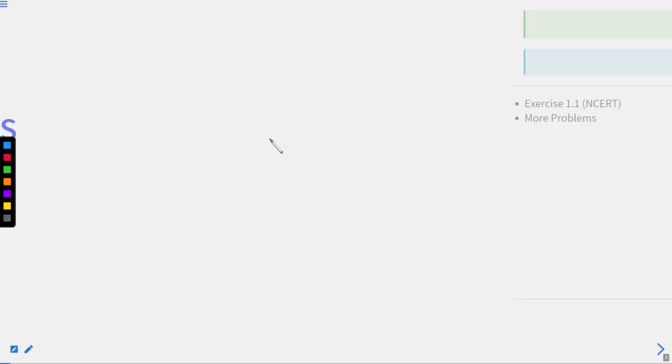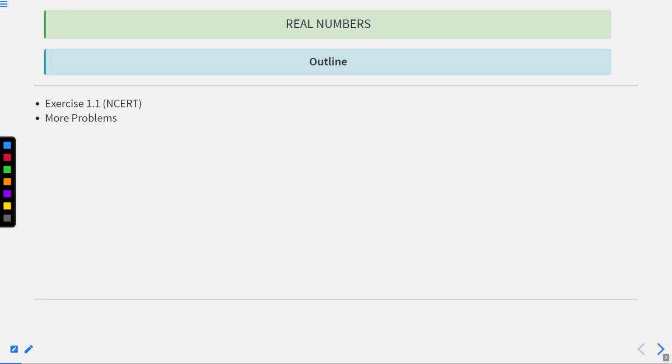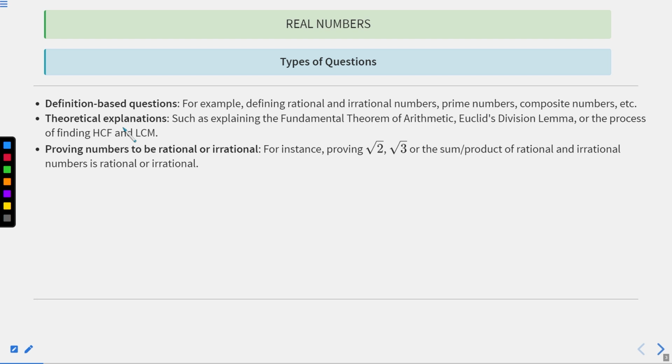In this lecture, we'll discuss exercise 1.1 from the NCERT Class 10 maths book. Then we'll discuss more examples and more problems. So let's get started. Before starting, we'll first discuss which types of questions may be asked in your question paper.